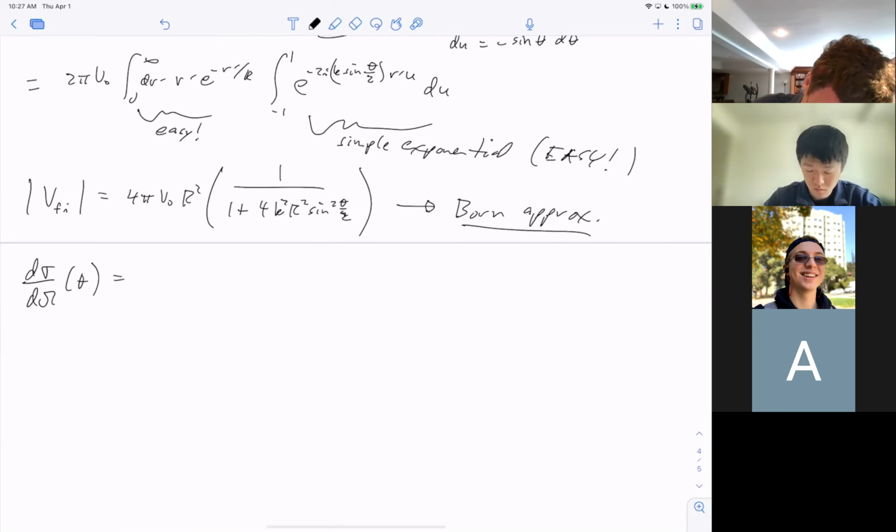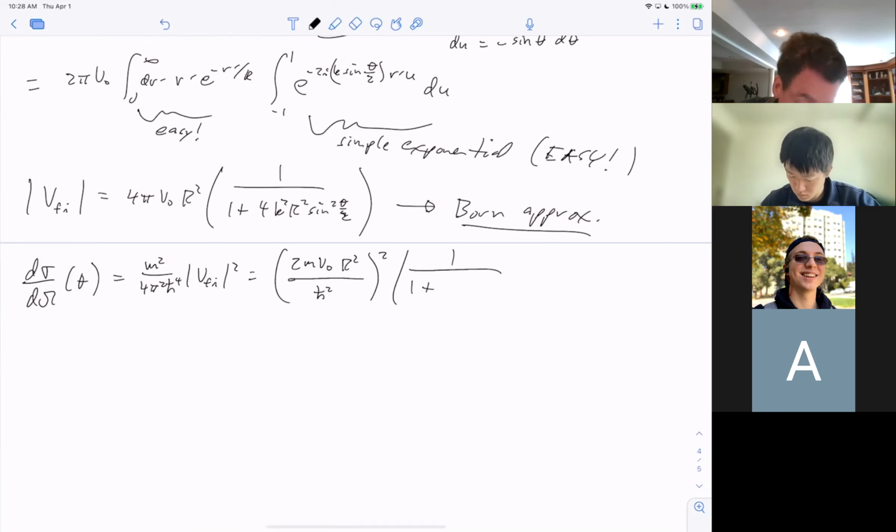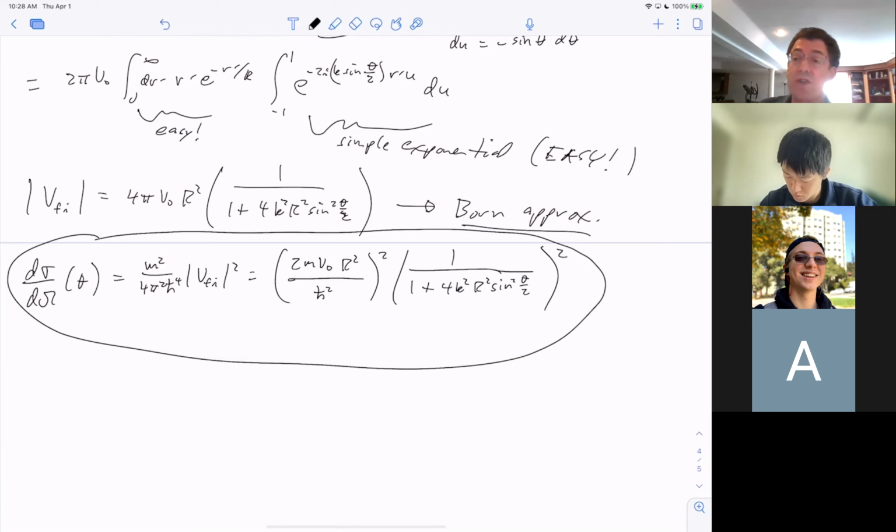which is going to be equal to m squared over 4 pi squared h bar to the 4th times the absolute value of d_fi squared. And so then that's going to be (2m v naught R squared, R being the screening length, divided by h bar squared) squared times 1 over (1 plus 4k squared R squared sine squared theta over 2) quantity squared. Okay, that's it. So we got it. We got the differential cross section for the Yukawa potential.